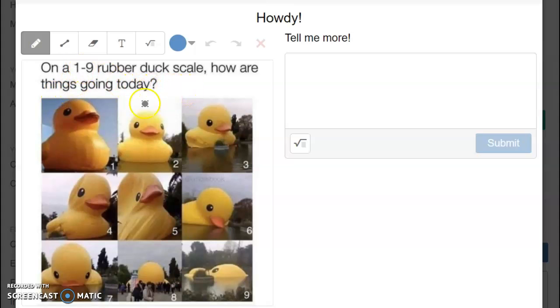rubber duck scale. How are you doing today? Are you floating high, ready to tackle the day? Or are you feeling like you are sinking and sinking and sinking? Okay, so number 9 will be you're not doing so well. Number 1 is I am doing fantastic, and tell me more. Okay, so you can draw on it. You can draw a big circle like I am doing pretty good today, like here.